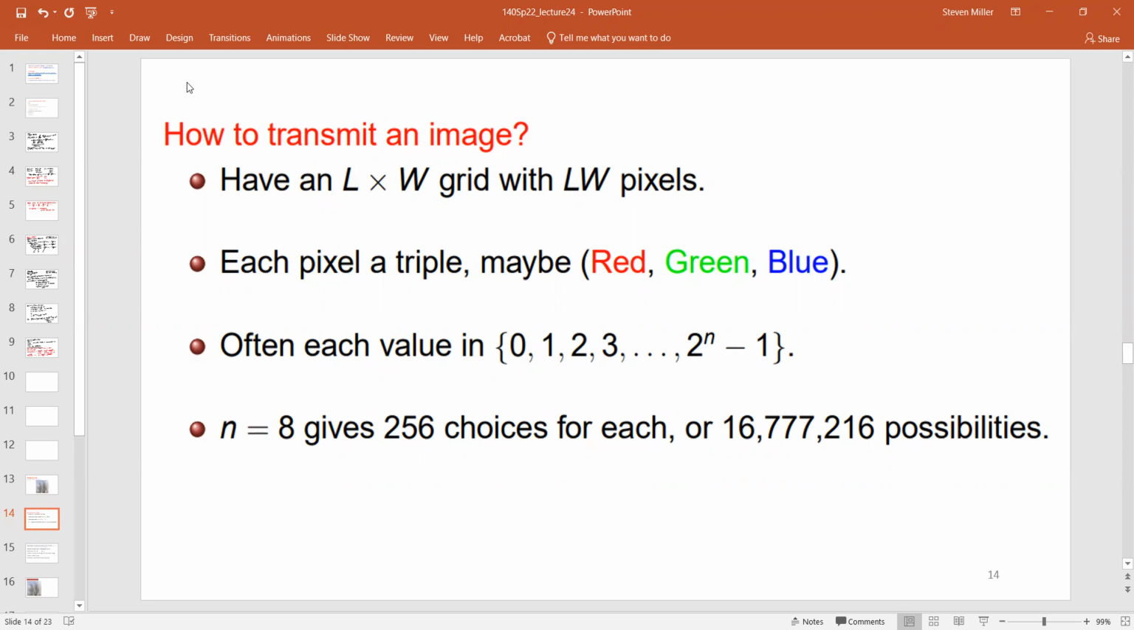Let's imagine we want to transmit a static image, L by W, so we have L times W pixels. Each pixel is a triple. A lot of systems use red, green, blue. We often do things in binary. Why do we do things in binary?